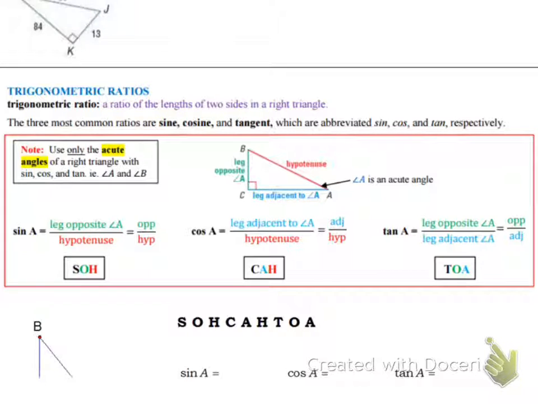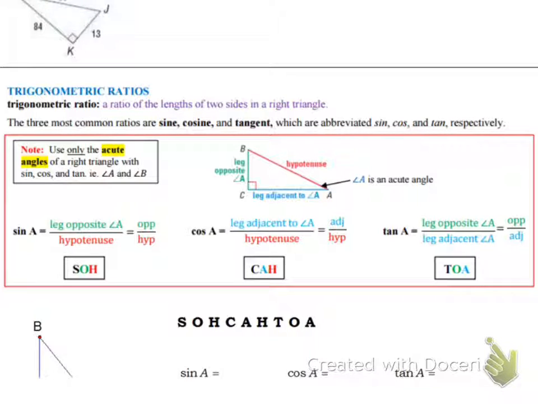And why we come up with these is because we have this very famous saying called SOHCAHTOA. Whenever someone says trig, your immediate reaction should be SOHCAHTOA. SOHCAHTOA breaks down to SO, which is sine, opposite over hypotenuse. CAH, cosine, adjacent over hypotenuse. TOA, which is tangent, opposite over adjacent.